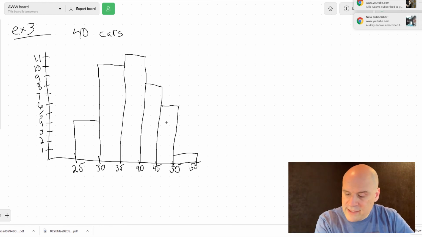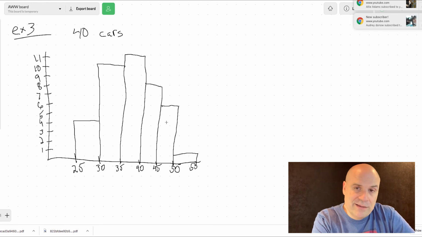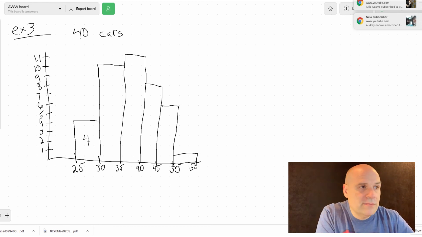So how many cars had a speed greater than or equal to 25, but less than 30? So it looks like four cars, all right?